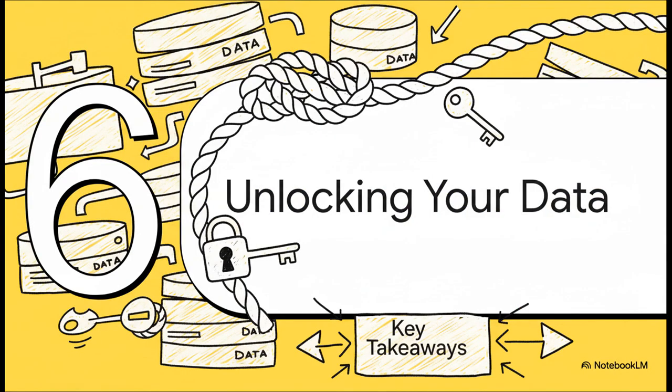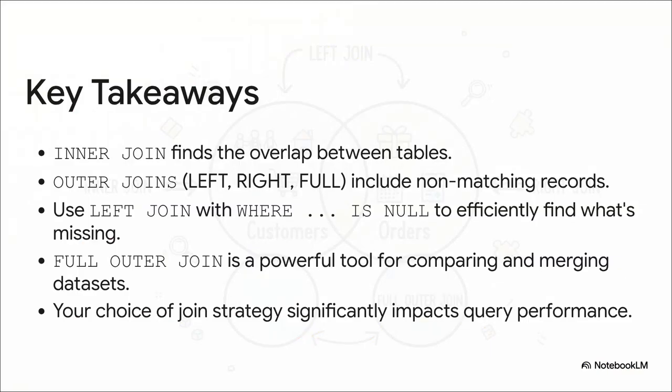All right, let's bring it all home and lock in these key takeaways. So just remember these core ideas. Inner join is for the overlap, for the matches. Outer joins are for including stuff that doesn't match. That left join with a where is null clause, that's your best trick for efficiently finding what's missing. Your full outer join is a secret weapon for comparing datasets. And always, always think about performance.